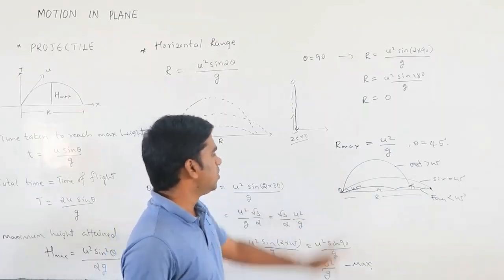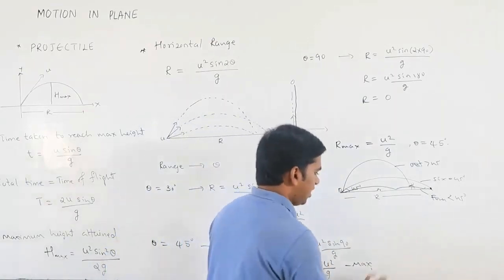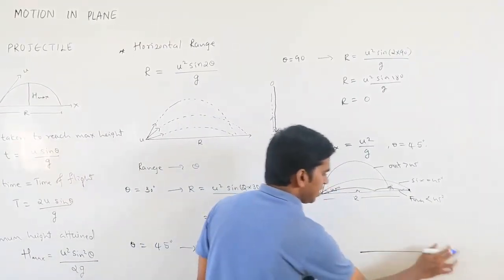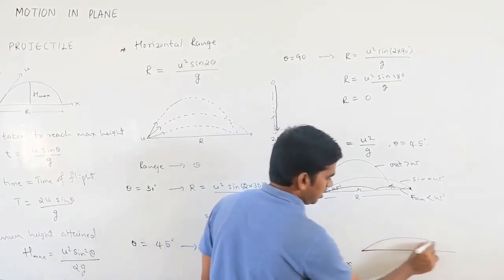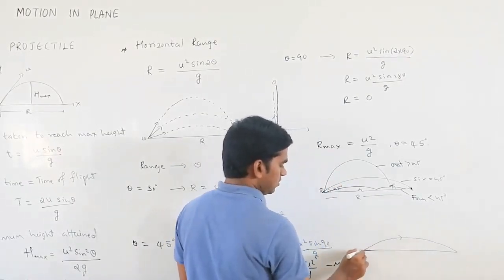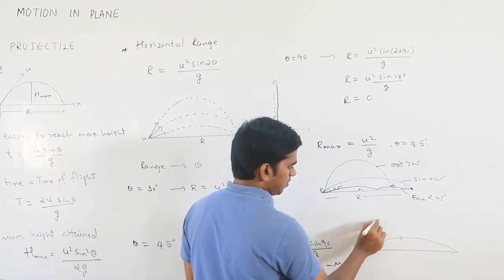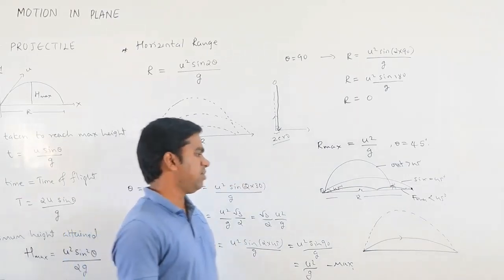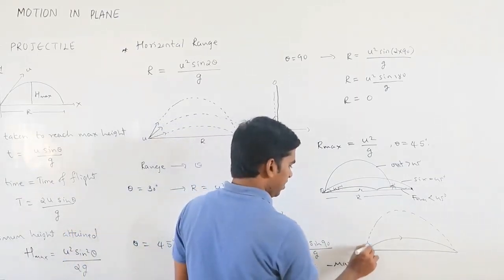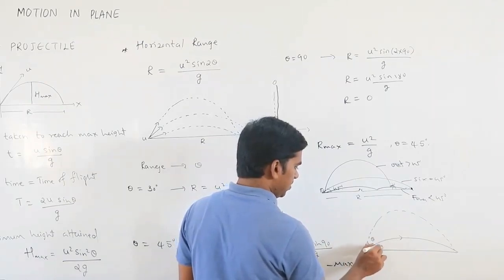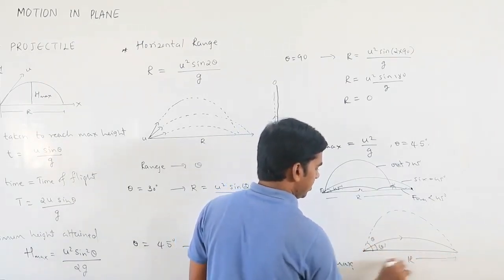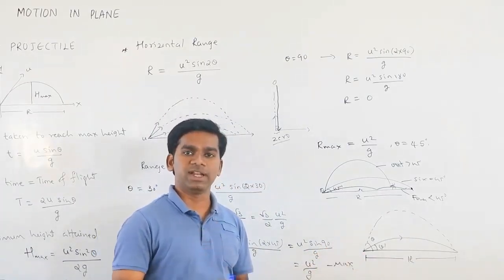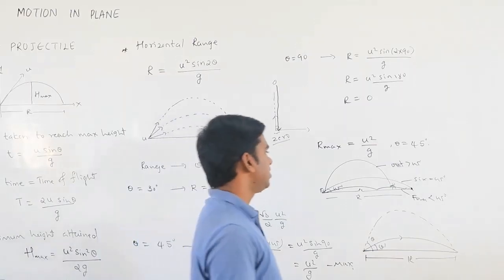So you may ask me, sometimes the ball will reach the same range for different angles. The ball may go like this, or it may go like this also. Then you may ask how it can be possible that two angles get the same horizontal range. Is there any possibility that two angles may get the same horizontal range? So let me check that.